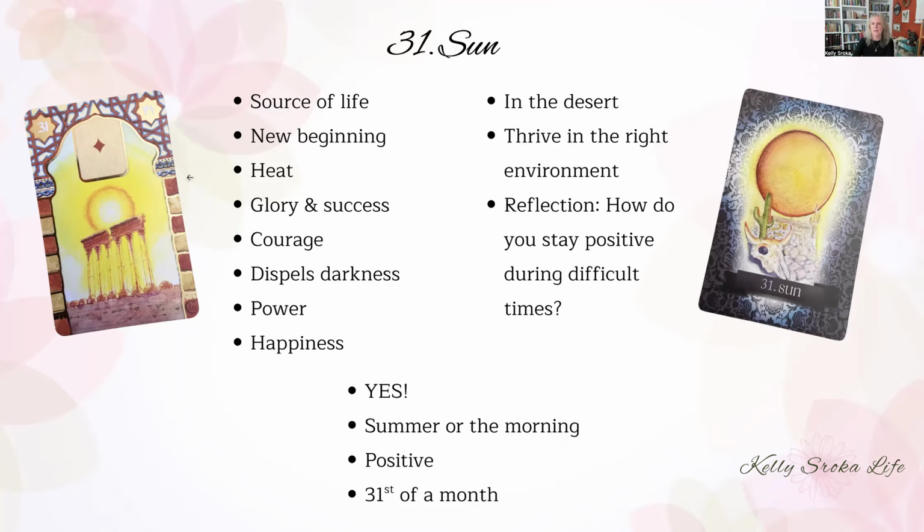And you see the Wicked Tales Lenormand card over here is the sun in the desert. Even though the sun is beating down on the desert, the cactus is still thriving because it thrives in the right environment. This is one of the messages here: thriving in the right environment, and making sure that the way you find happiness is going to be different from another person. Finding happiness or courage or the source of life is going to be different, and it depends on whether you are in the right environment. And so the sun is going to dispel the darkness around that.